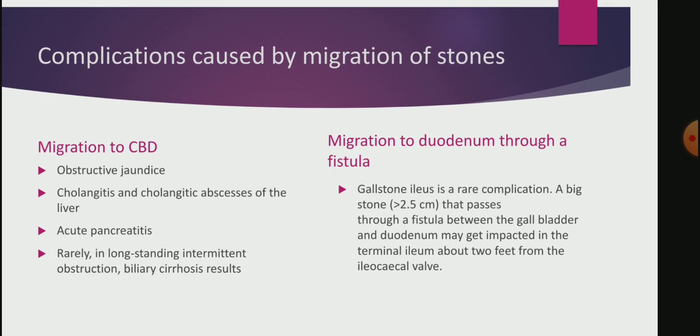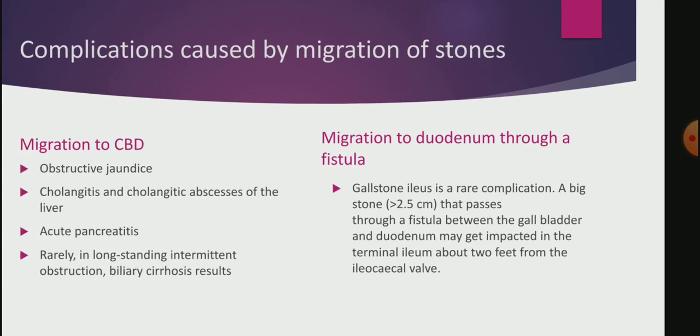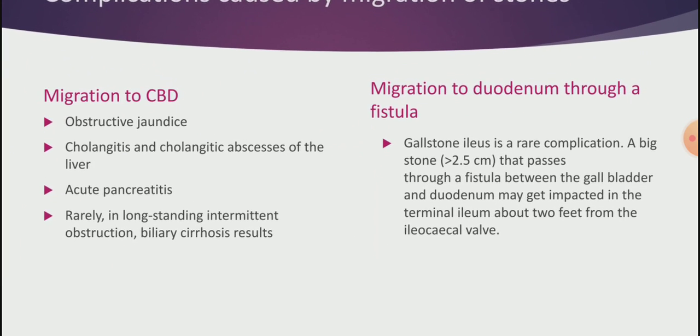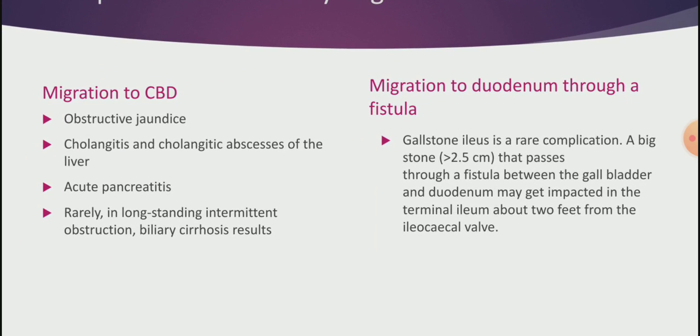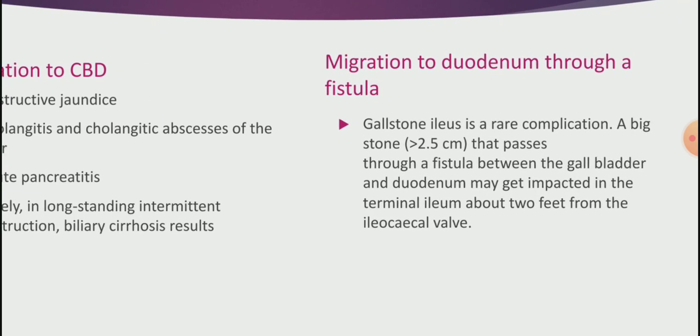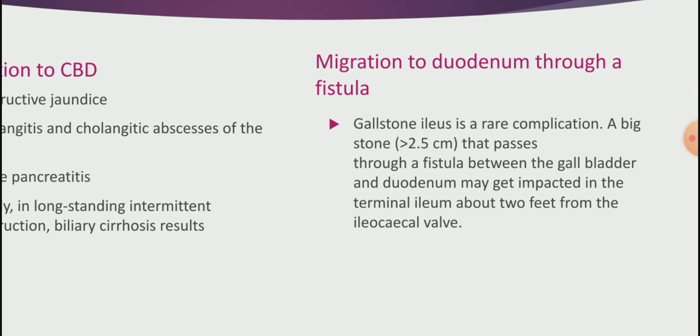Other complications related to the migration of the stone. If the stone migrates to the common bile duct, it can result in obstructive jaundice, cholangitis and cholangitic abscess of the liver, acute pancreatitis, and rarely long-standing intermittent obstruction leading to biliary cirrhosis. Migration of the stone to the duodenum through the fistula.